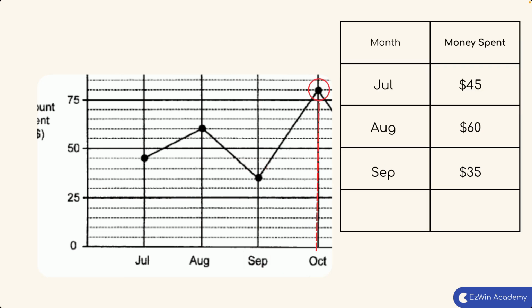Let's go to October. And this is pretty straightforward. After 75, it's just one space above. Then that means 75 plus 5, it is $80.